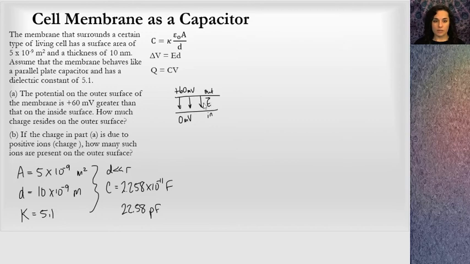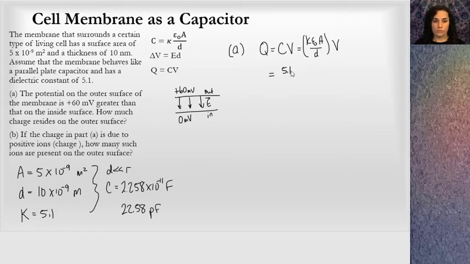So they say this is a parallel plate capacitor. How much charge resides on the outer surface? That's what we're looking for. So we're looking for Q. That has to equal C times V. Well, the C value I can find, kappa epsilon naught A over d. Those are all quantities that I know. And then the voltage they give me is the 60 millivolts. So I can write all that stuff out and put it in my calculator.